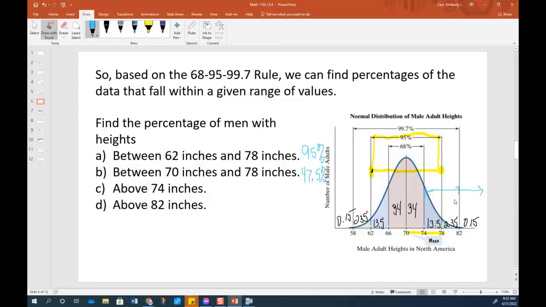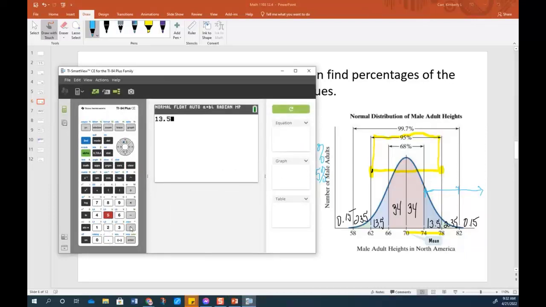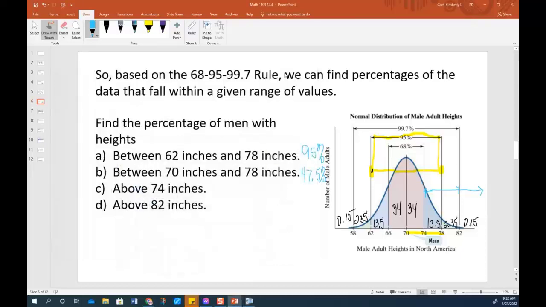Above 74 goes all the way out. So I need 13.5 plus 2.35 plus 0.15. So I'm going to say 13.5 plus 2.35 plus 0.15. So that's a total of 16% that's beyond the 74 inches.